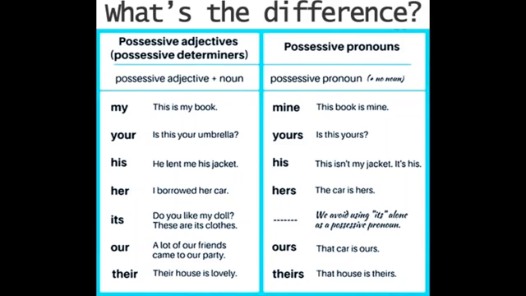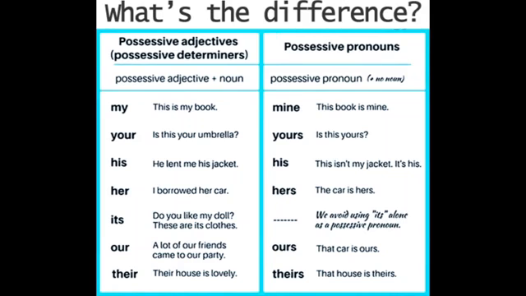We can see here my. This is my book, which is an example of a possessive adjective. This book is mine. When we use mine, it becomes a possessive pronoun. Then, is this your umbrella? When we use your, it is a possessive adjective. Is this yours? When we use s with your, then it becomes a possessive pronoun.